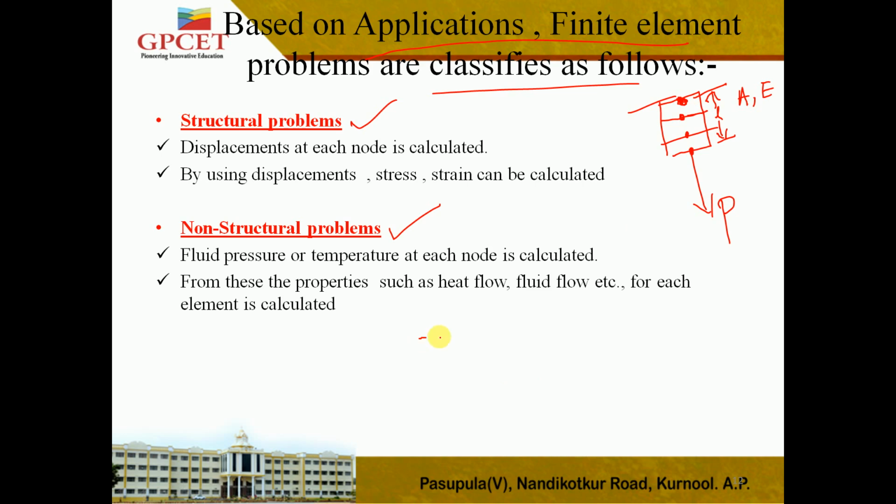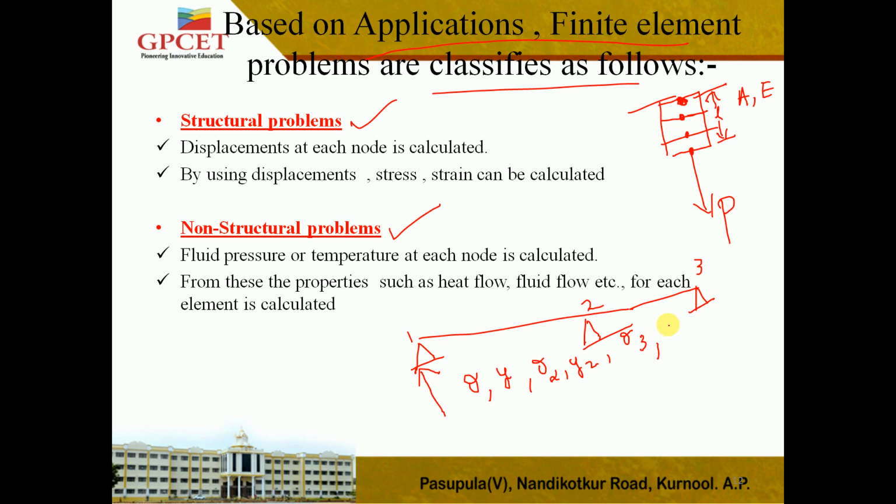And let us say this is a beam, a continuous beam. This is the first node, this is the second node, and this is the third node. In this, we will find at node 1 what the slope and the displacement are, at node 2 what the slope and the displacement are, and at node 3 what the displacement and the slope are.